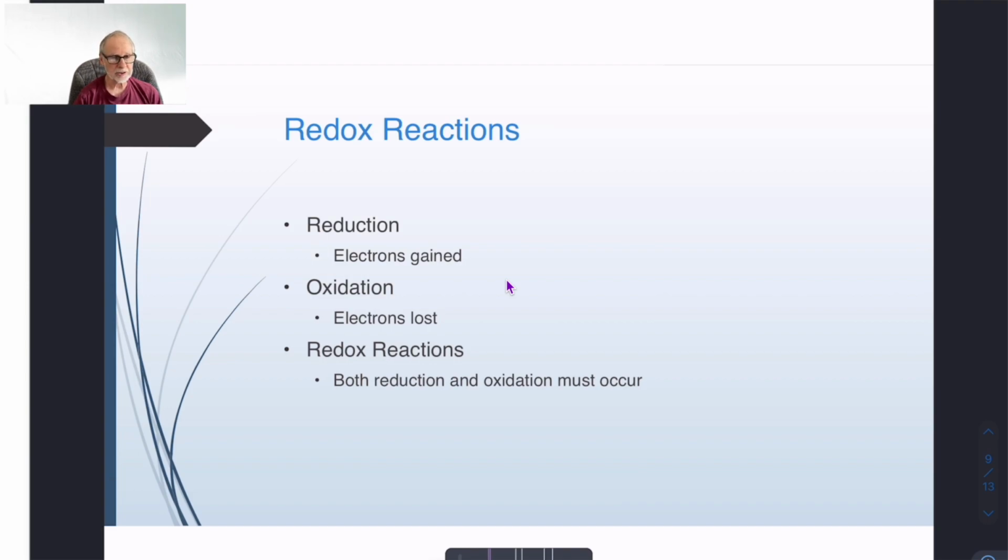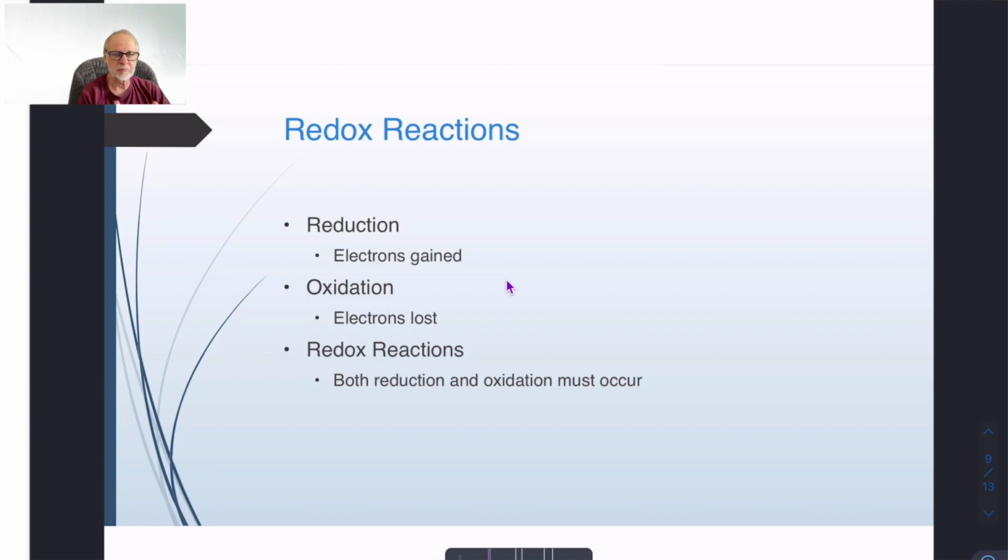So we talk about reduction here. What we're talking about is a process where electrons are gained in a reaction. And so reduction involves the gaining of electrons. Oxidation involves the losing of electrons. So, as you might expect, in a very simple analysis of a very simple reduction-oxidation reaction, basically one substance is gaining electrons and the other substance is losing them. Simple as that.